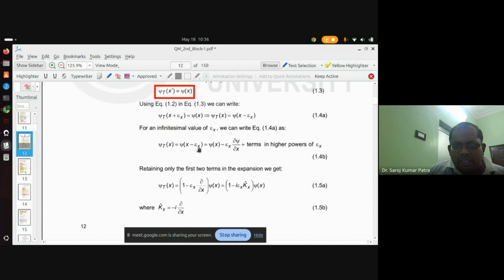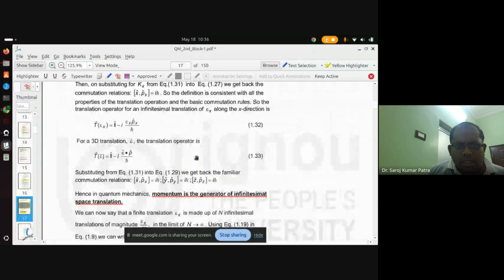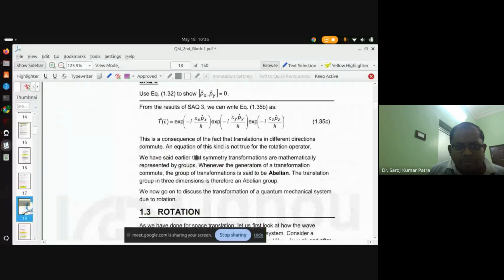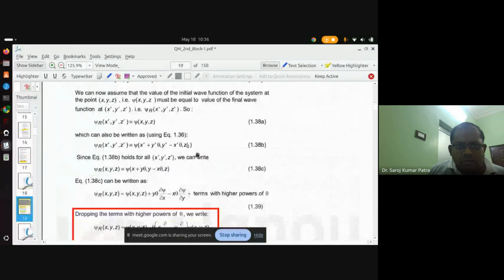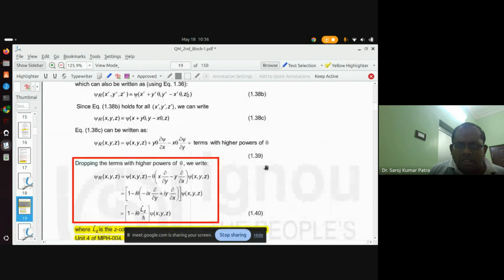So psi of x minus epsilon is equal to psi of x minus epsilon times del psi by del x plus higher order terms, right? This part was clear on page number 12. We have already discussed it. Similarly, we will do the same part over here. So it will be y theta times del psi by del x. Higher order terms will be neglected. From the second one, it will be x theta times del psi by del y plus higher order terms of theta, which can be neglected because theta is very small.